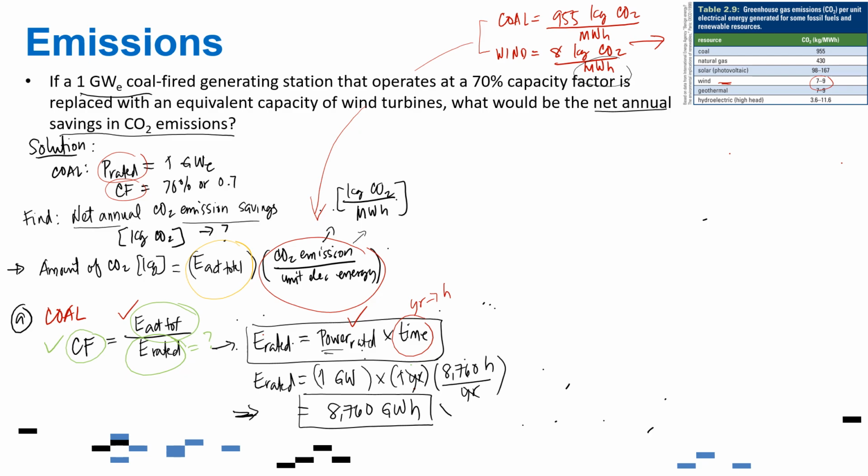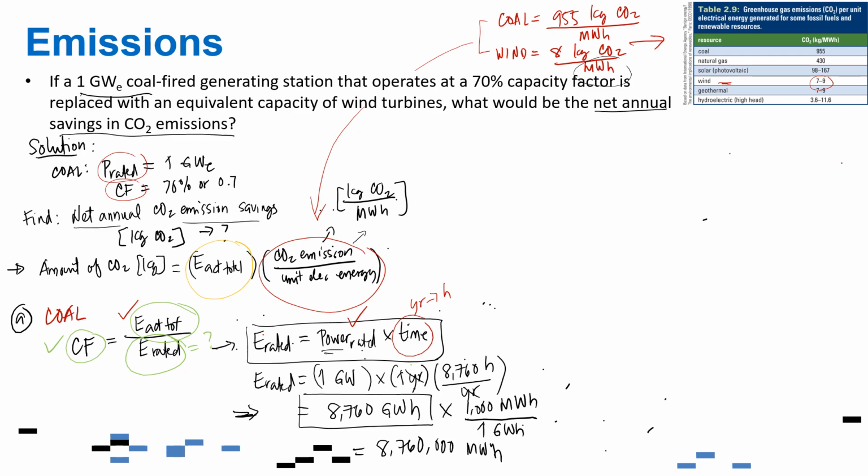How do we do that? Multiply by 1,000 megawatt hour over 1 gigawatt hour. Just the conversion factor. And so we can get the final megawatt hour now. So 8,760 times 1,000 megawatt hour, which is 8,760,000 megawatt hour.